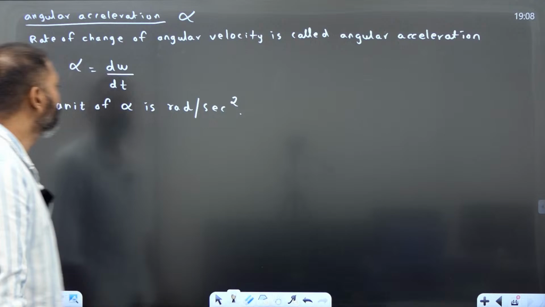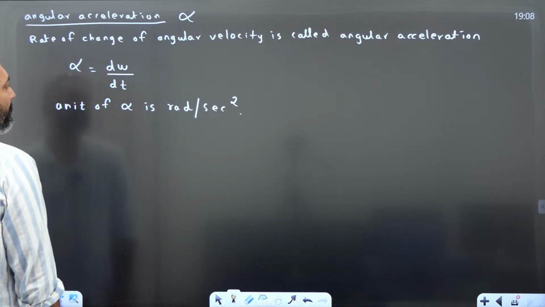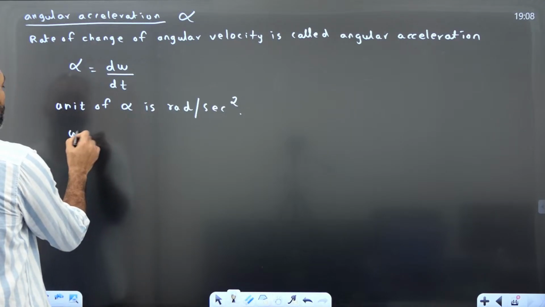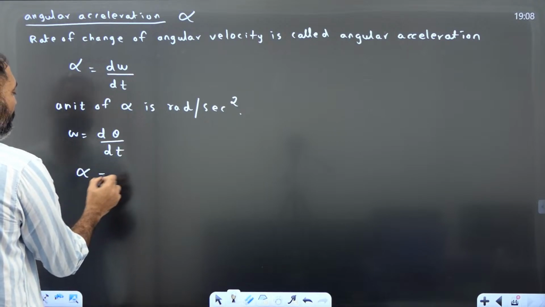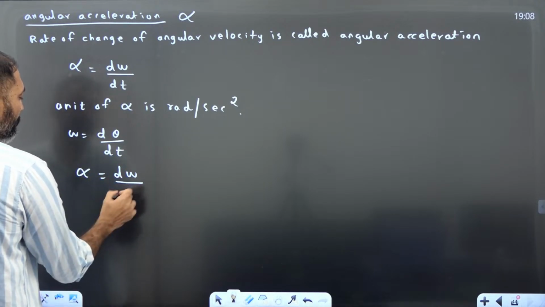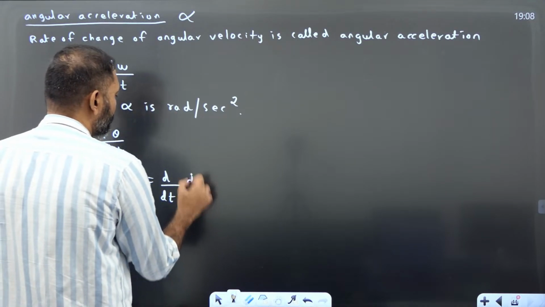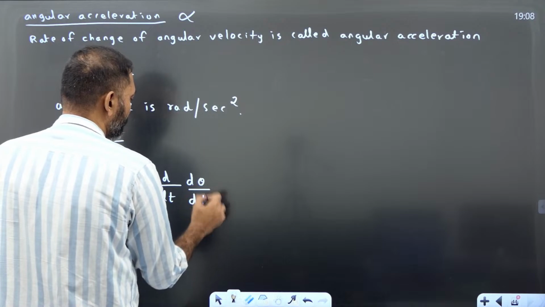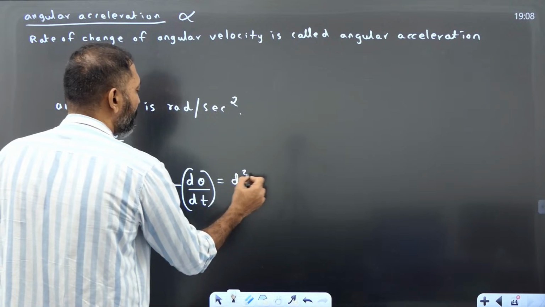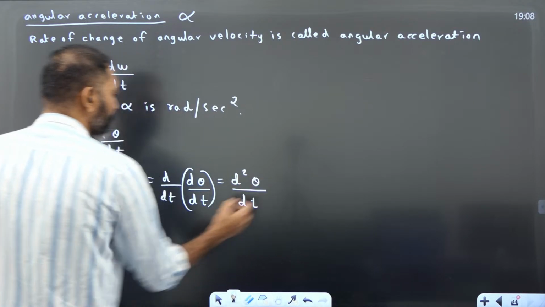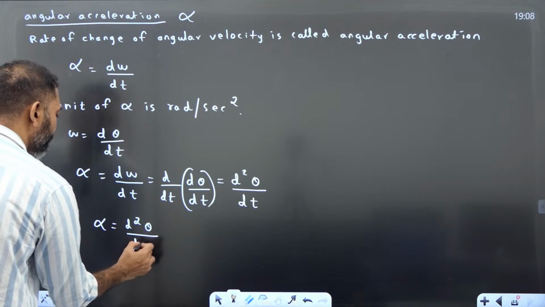What is alpha? Angular acceleration. The unit of alpha is radians per second square. Now we know that omega is equal to d theta by dt. What is angular acceleration alpha? d omega by dt. That is d by dt of, instead of omega I can write d theta by dt. So angular acceleration alpha is equal to d square theta by dt square.